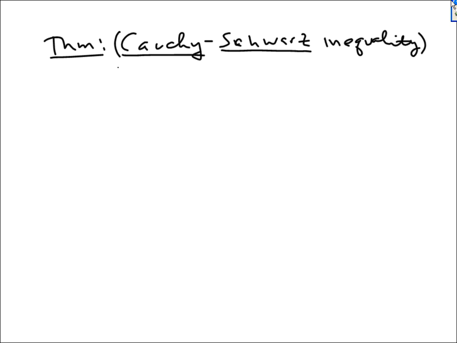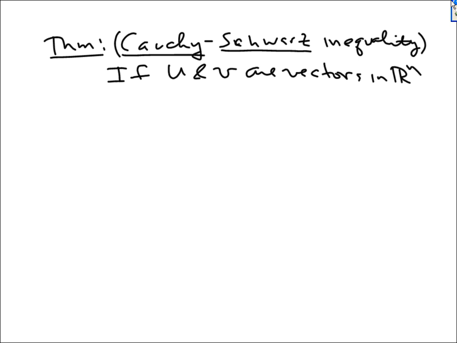Okay. This theorem goes on to say the following. If U and V are vectors in Rn, then the following is true. Then |U dot V|, which is a real number, so when I put these bars around it, it means the absolute value of that real number, is less than or equal to the length of U times the length of V.